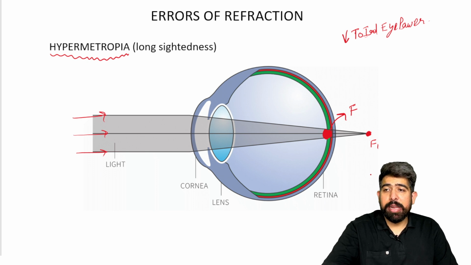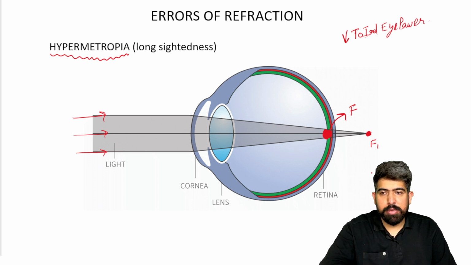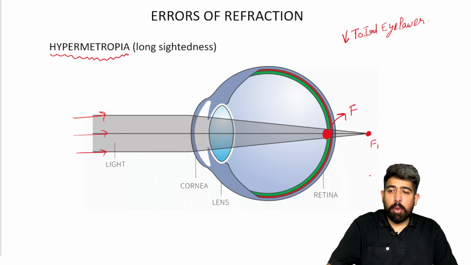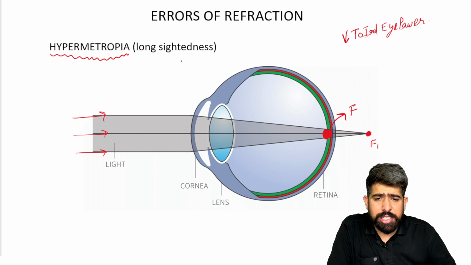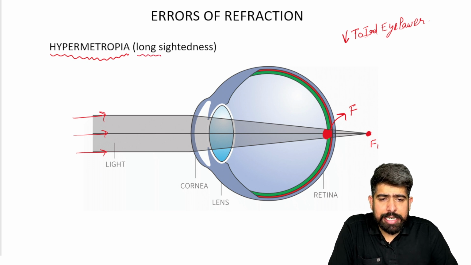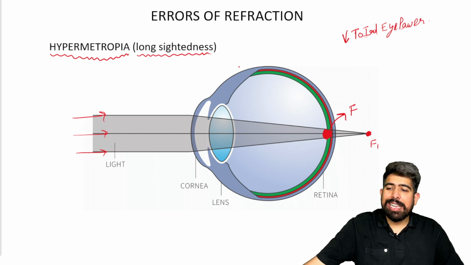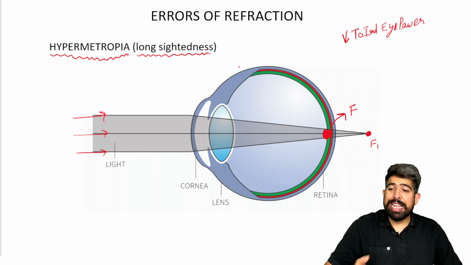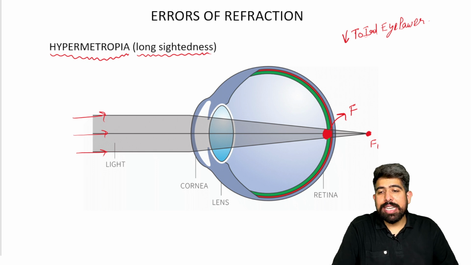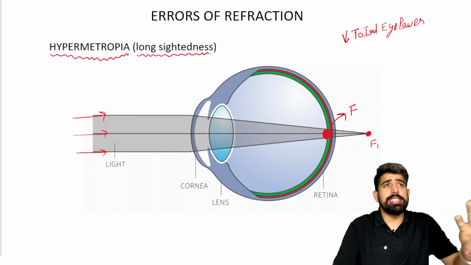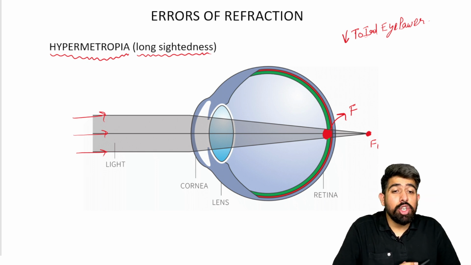As the focus is behind the retina, the patient cannot see things clearly. And the important thing here is that this is known as long sightedness. Now this is confusing for you, and the examiner is always asking tricky things. The examiners want to confuse you in the exam. So what do you mean by long sightedness? Are you thinking the patient cannot see far objects? No, it's absolutely wrong. It's a misnomer.